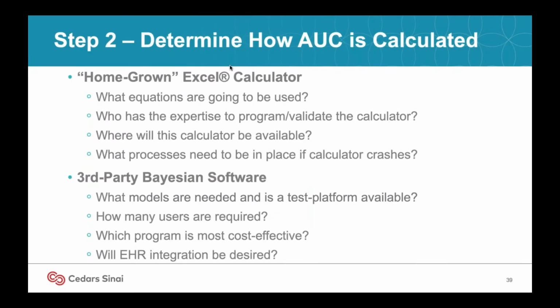Once we've defined the scope of our problem, we then move to determining how we're going to calculate the AUC. Do we want to use first order, two-level PK, like Tom talked about, equation-based dosing using an Excel calculator, or do we want to use a Bayesian-based platform? If we go the equation-based route using Excel, who has the expertise to program and manage this?